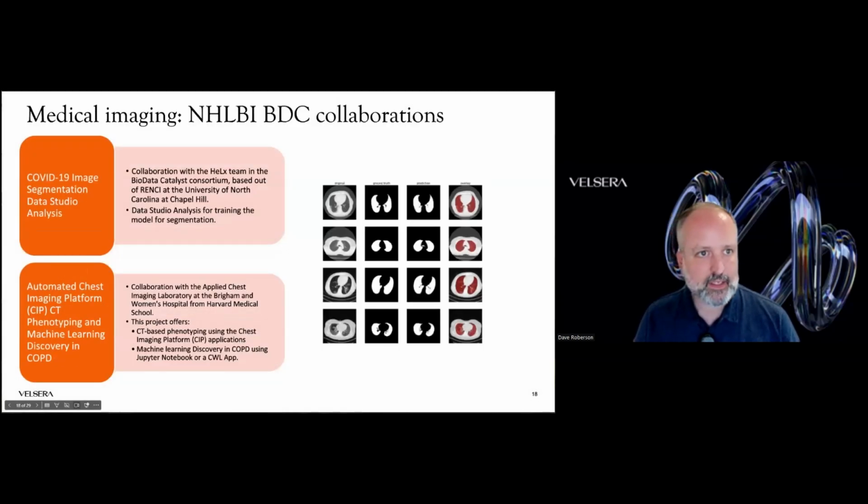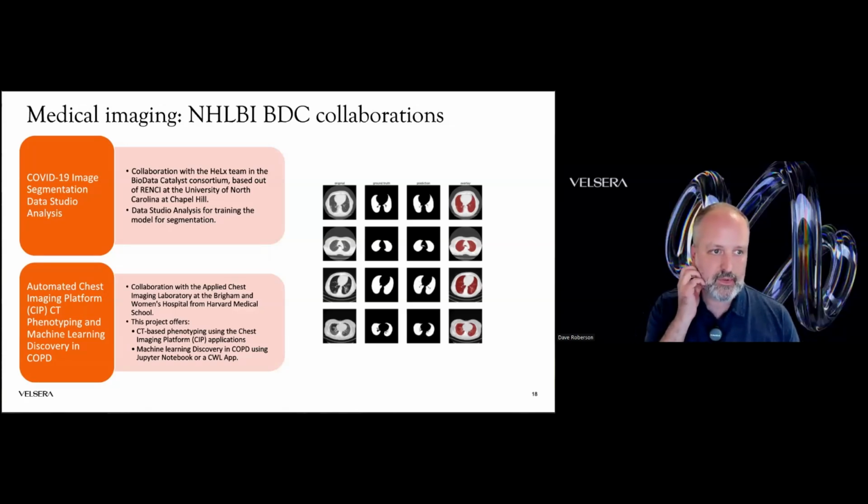We also have a collaboration of Velsera with the National Heart, Lung, and Blood Institute. We have 2 projects which started out on a platform called BioData Catalyst. I've already mentioned these before, but we have a COVID-19 image segmentation Data Studio analysis, which was created by the team at RENCI at University of North Carolina, Chapel Hill. So we talked about that. That's great for really learning about how to train a model to do image segmentation. I highly recommend this as well. We can give you more information about that.